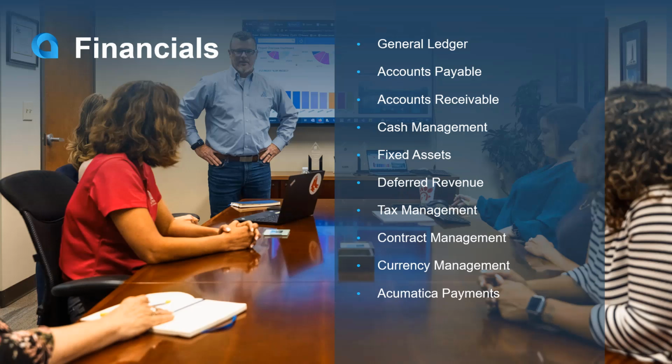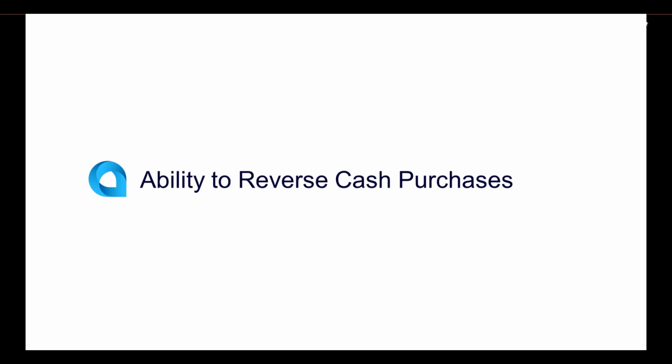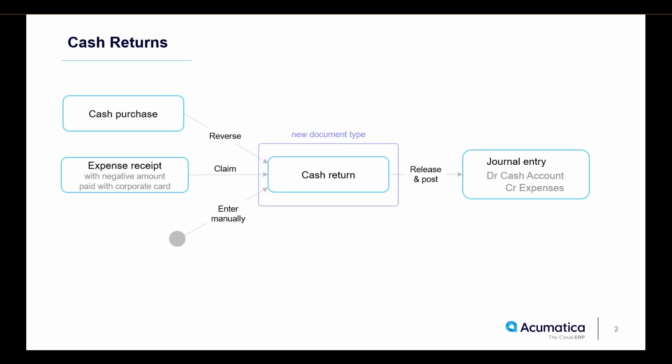In this segment, we review several enhancements related to financial modules. Ability to reverse cash purchases. In previous versions, users could create a cash purchase document to record expenses which were paid immediately. If a refund had to be recorded, it was impossible to reverse the cash purchase document. Instead, the user had to void it.